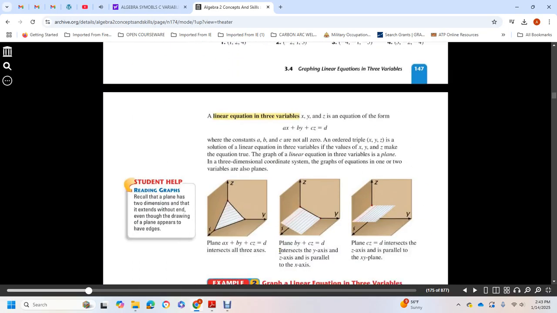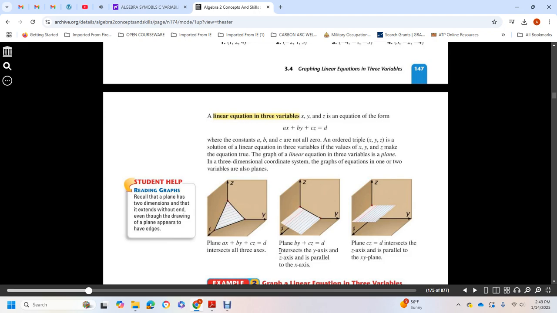A linear equation in three variables, x, y, and z, is an equation of the form ax + by + cz = d, where the constants a, b, and c are not all zero. An ordered triple (x, y, z) is a solution of the linear equation if the values of x, y, and z make the equation true.